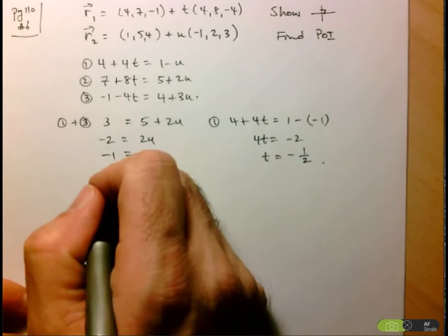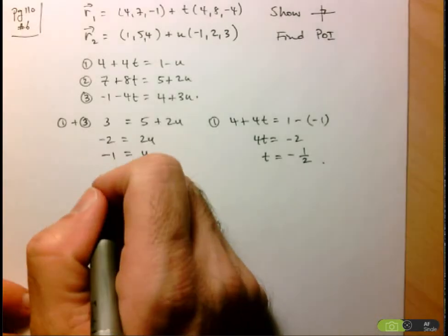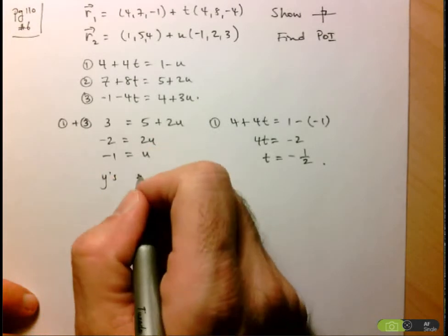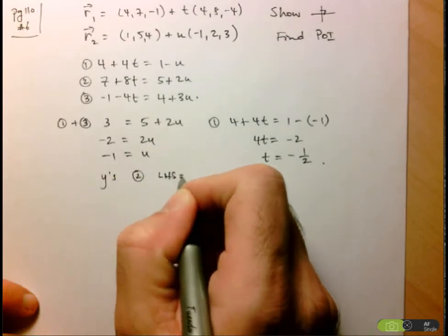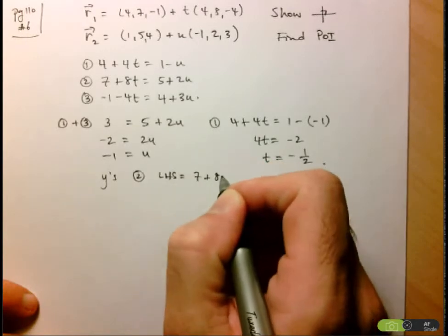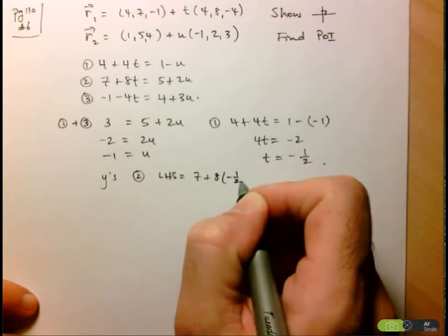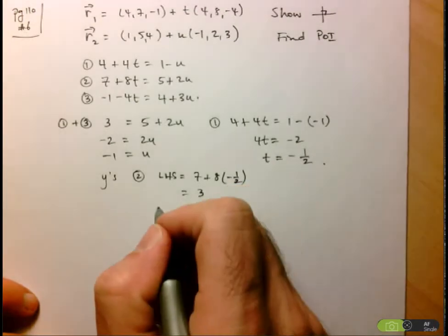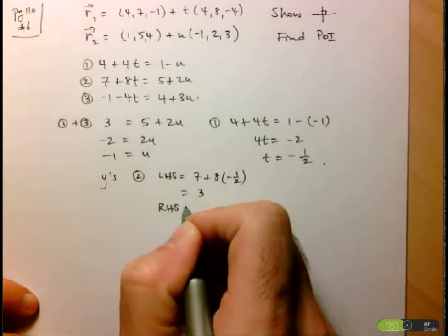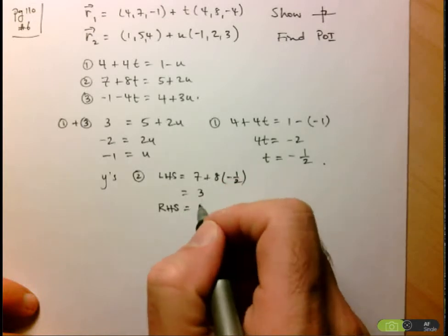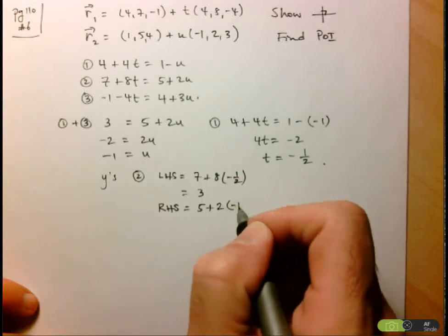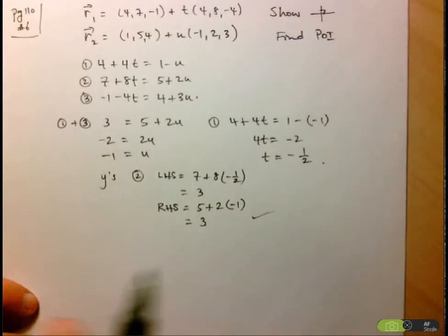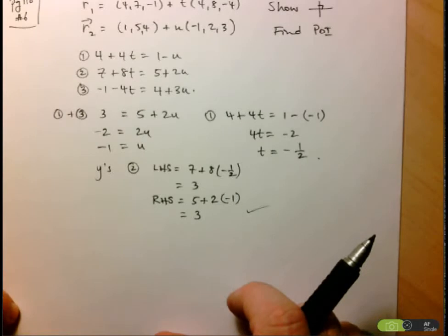So here we'll take the y's. Equation 2, the left-hand side is 7 plus 8t, which in this case here is negative 1/2. So that's equal to 7 minus 4, which is 3. And then we'll take the right-hand side, which is 5 plus 2u, where u is negative 1, and 5 minus 2 is also equal to 3. So we know that they intersect.